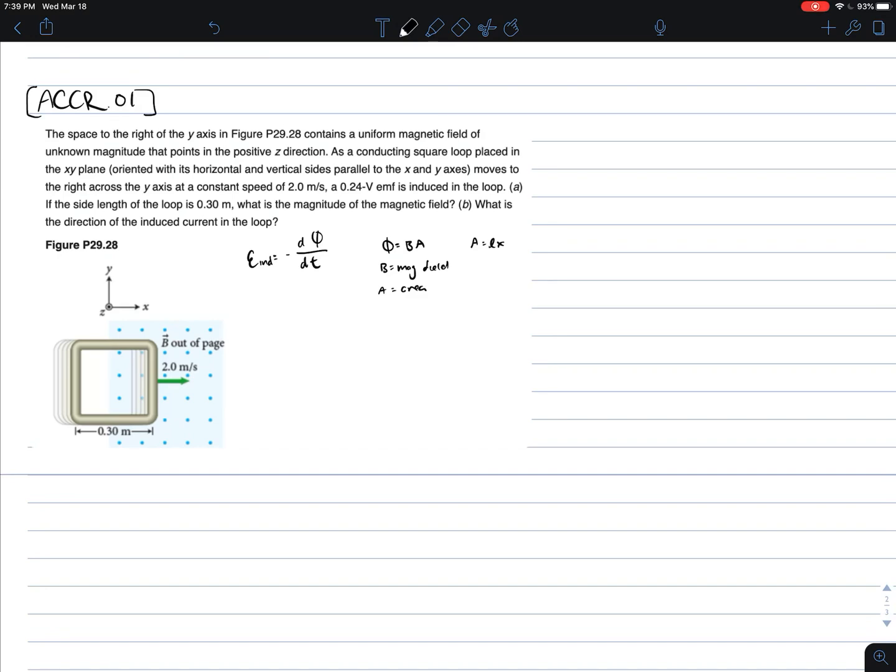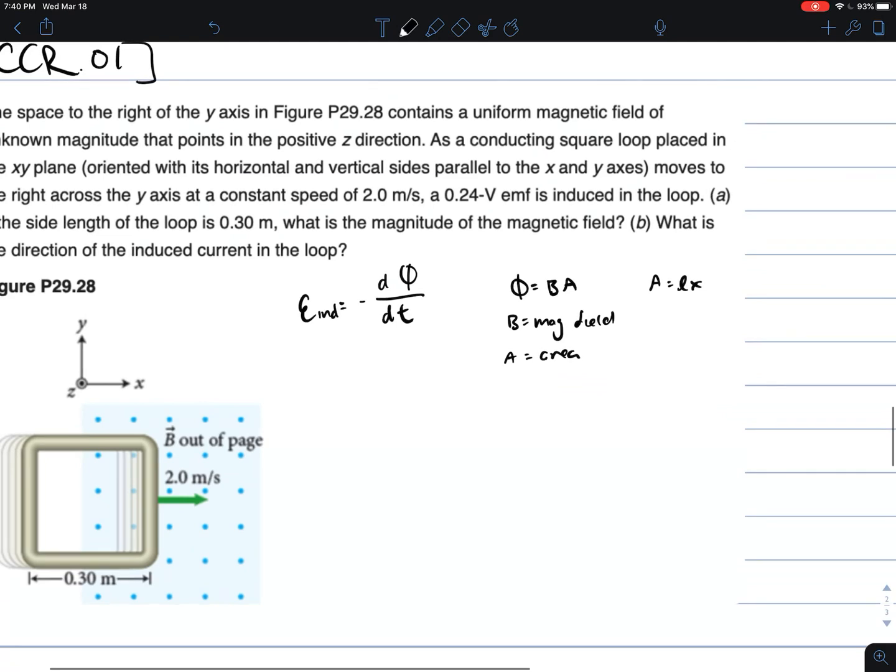A. If the side length of the loop is 0.3 meters, what is the magnitude of the magnetic field? And B, what is the direction of the induced current in the loop? So first of all, I just wrote down a few of the equations we'll be using here, and then I wrote down a bit of a key for what they mean.